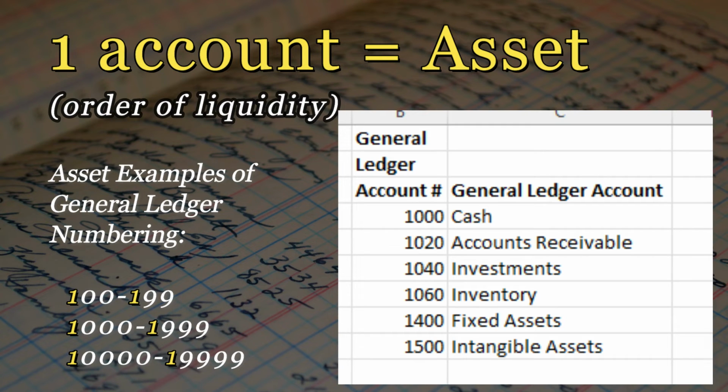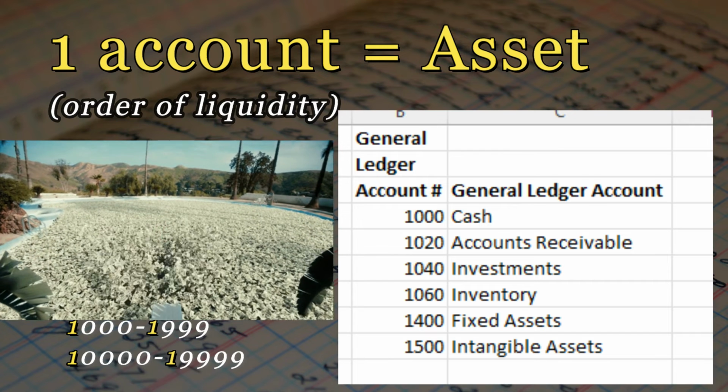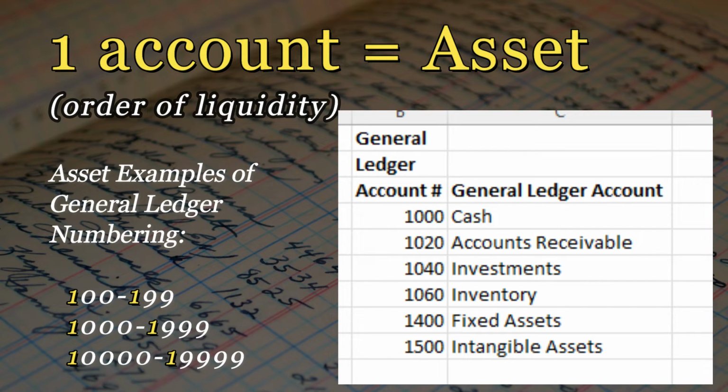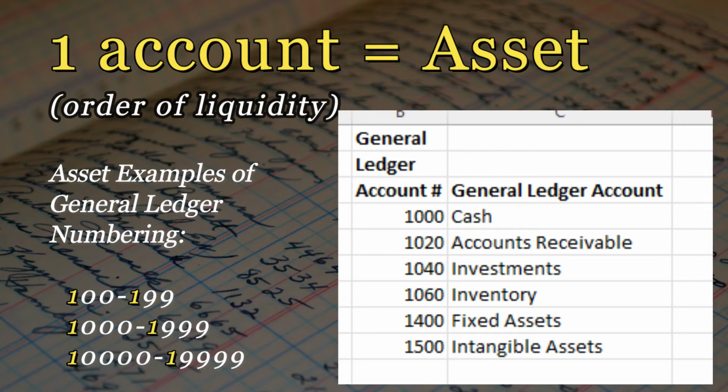Your 1 accounts, your 100s, your 1000s, your 10,000s, or however many digits you use on your general ledger, whether it's 3 digits, 4 digits, 5 digits, whatever it is, that first number, when you see a 1, that means it's an asset. Typically, when you're numbering your asset accounts, you want to order them in order of liquidity. For example, cash is going to be the most liquid item on your balance sheet, followed by accounts receivable, investments, inventory, then getting into non-current assets like fixed assets, intangibles.